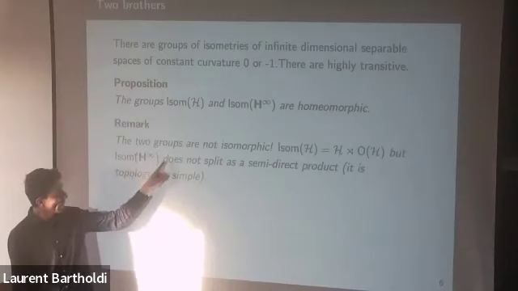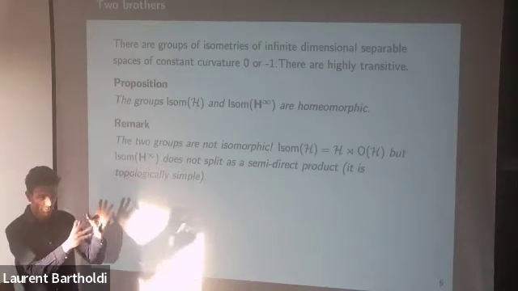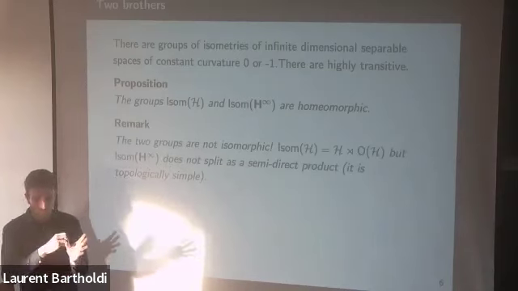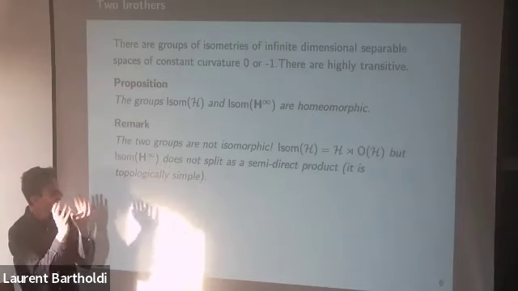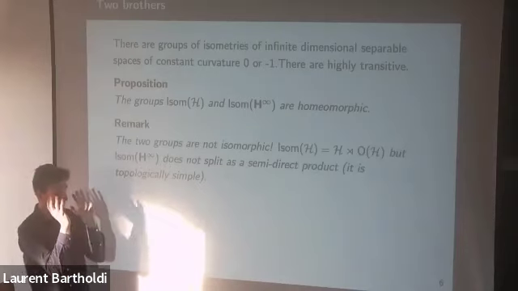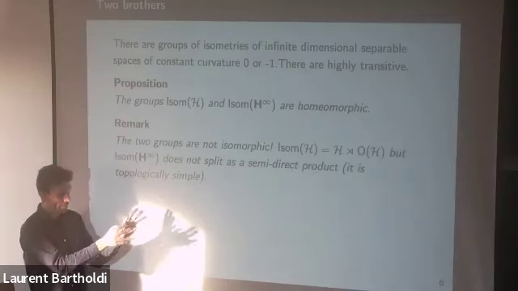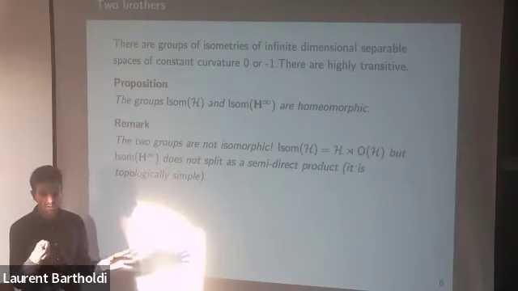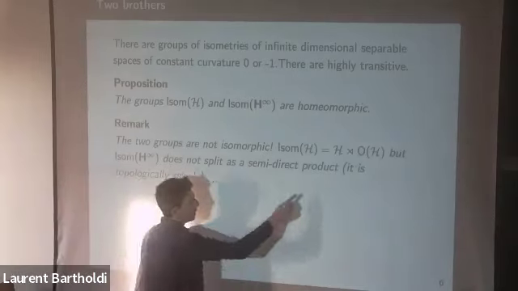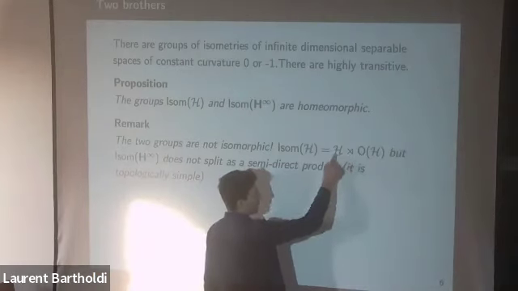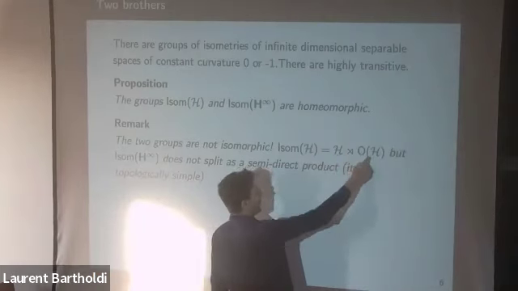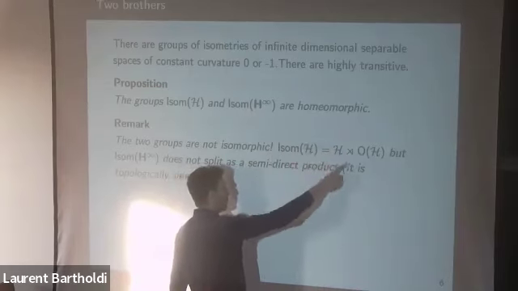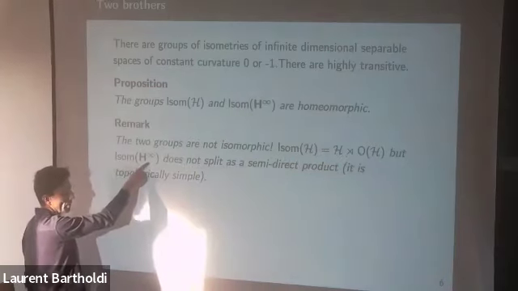These two groups can be written as a product of the space times the stabilizer of a point, because the action is continuous. So each is a product, as a topological space, of the space, Hilbert space or hyperbolic space, and the stabilizer of a point, which in both cases is the orthogonal group. So if you put just a product here, and you take the product topology, this is isomorphic, the product, and it is the same thing for the other one.